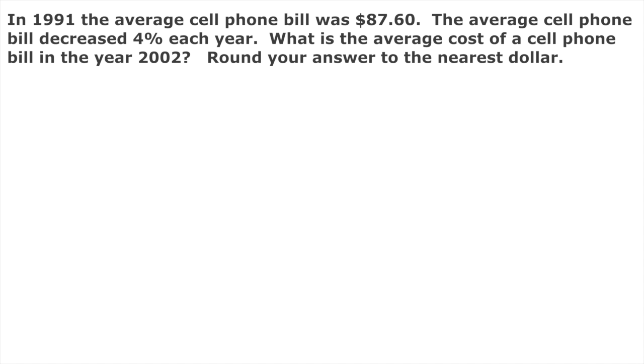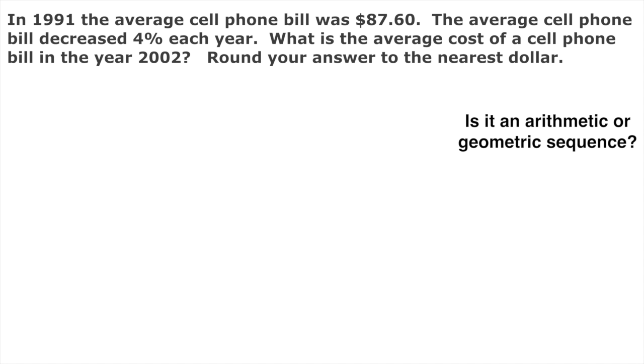We're working with sequences here, and this is a real-life scenario dealing with the cost of cell phones. It says in 1991 the average bill was $87.60, and it decreased by 4% each year. What's the average cost in the year 2002?